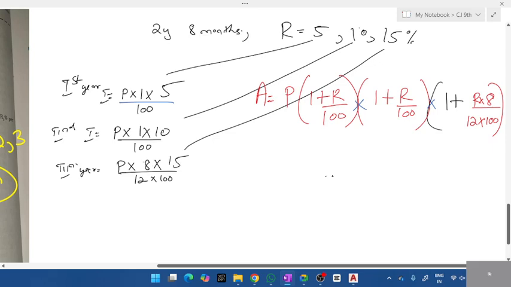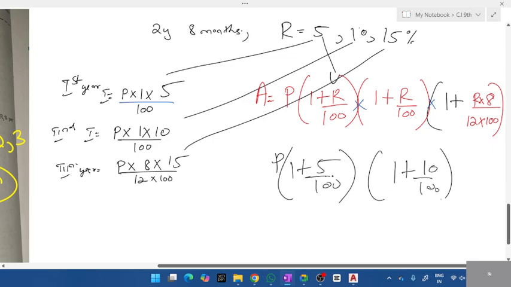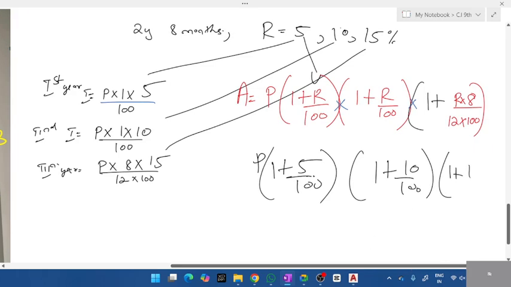Look, time is different. I didn't change time. 8 by 12 is the same, because with the formula we do the same thing. P into 1 plus 5 by 100, 1 plus 10 by 100, 1 plus R, R is 15, 15 into time is already 8 by 12, 8 by 12 into 100. And here you take LCM, that's it. Look, I'll teach you how to solve 1 plus 5 by 100.